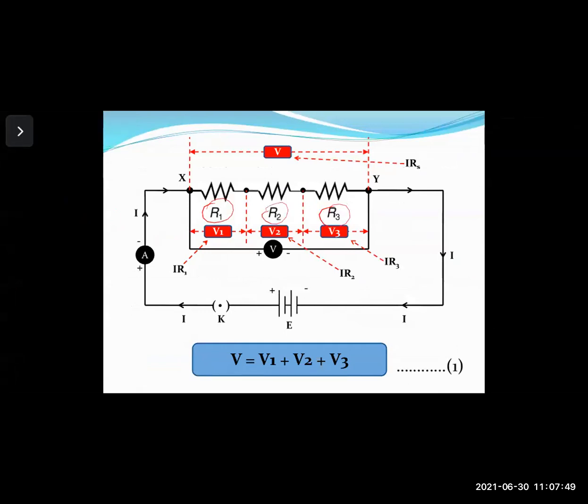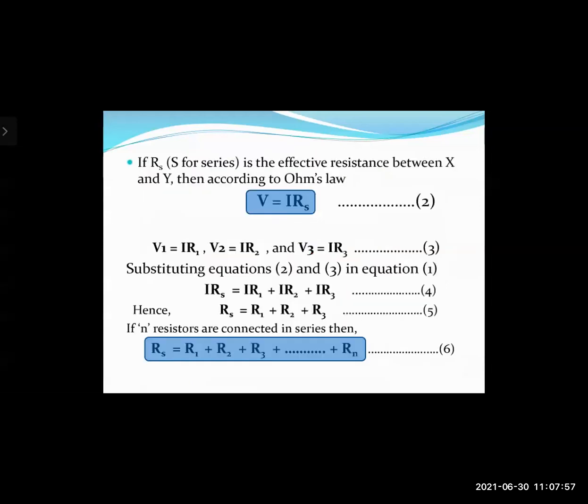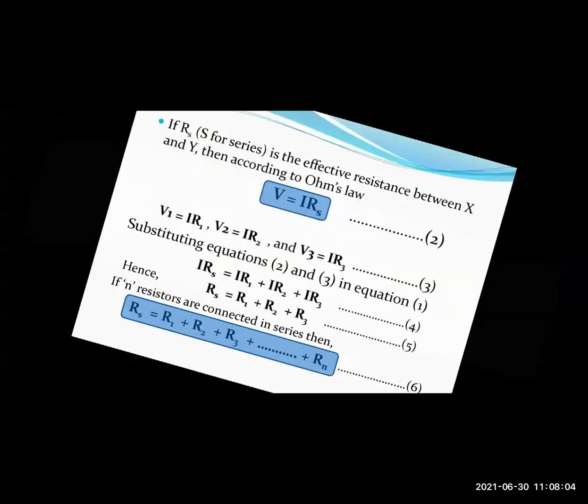If we connect more resistances, R4, R5, R6 up to Rn, if you can connect n number of resistors, then what will happen? The total resistance will be the sum, meaning the addition of all the resistors that you have in the circuit.